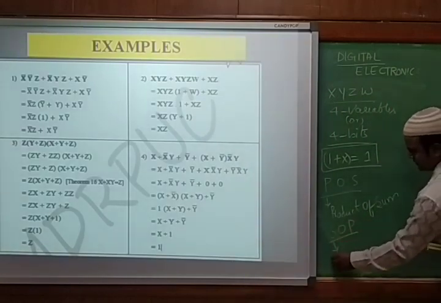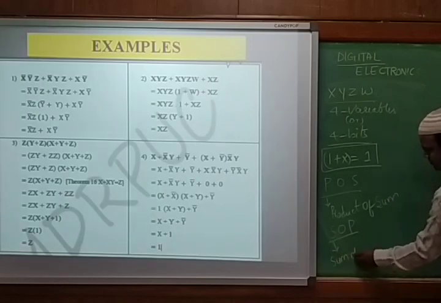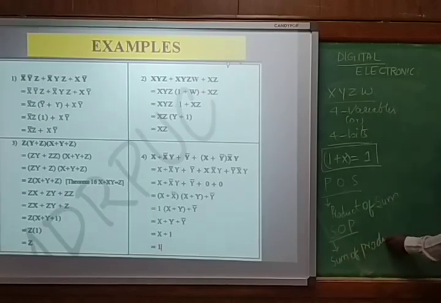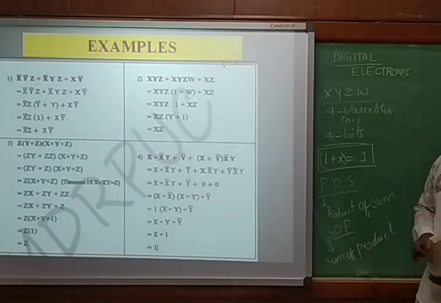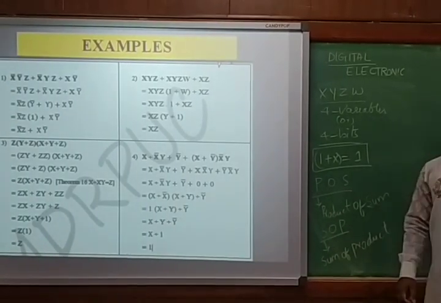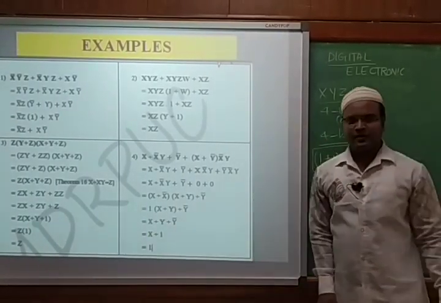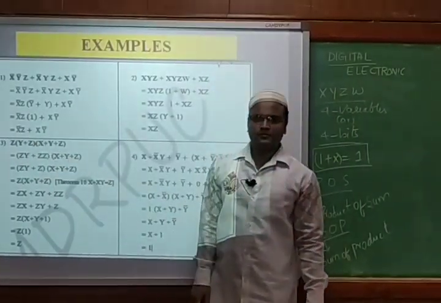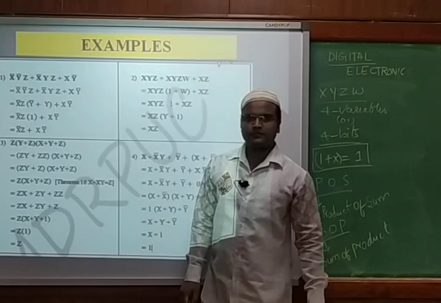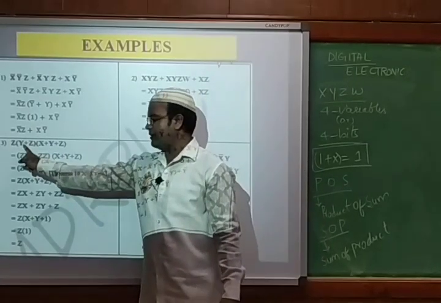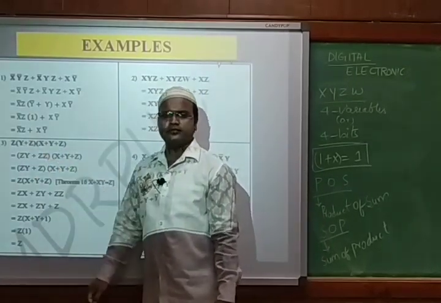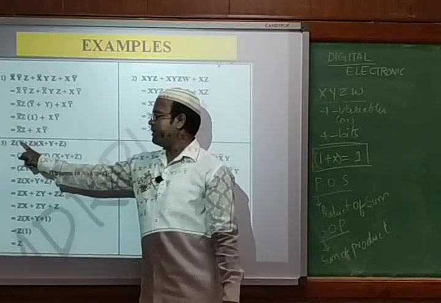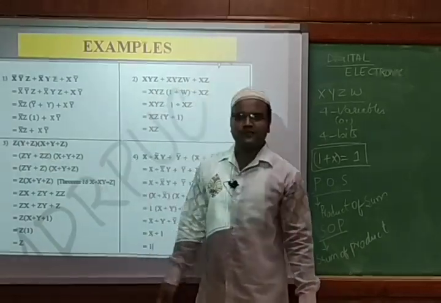What does SOP stand for? Sum of product. How do we decide whether it is product of sum or sum of product? By looking at its terms. As you can see, they are all in multiplication, which means it's a product. Then internally they are added. That's how we conclude that this is called product of sum.